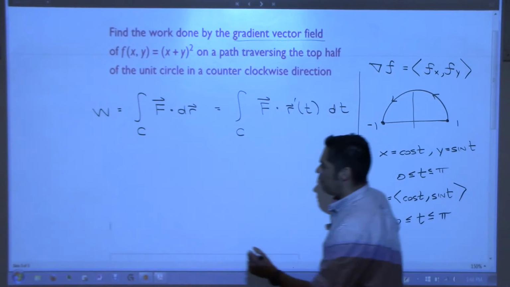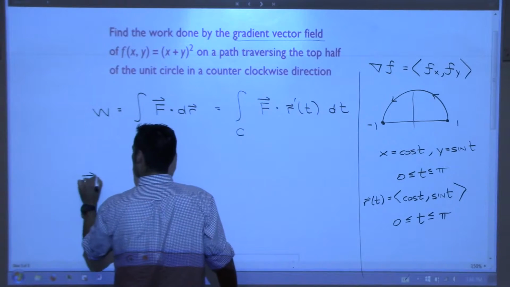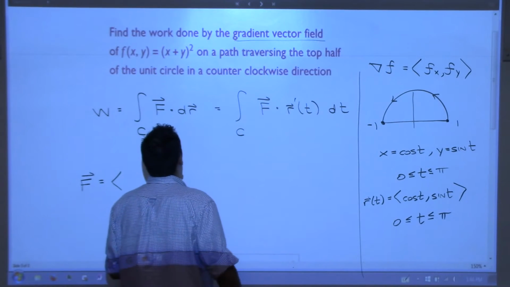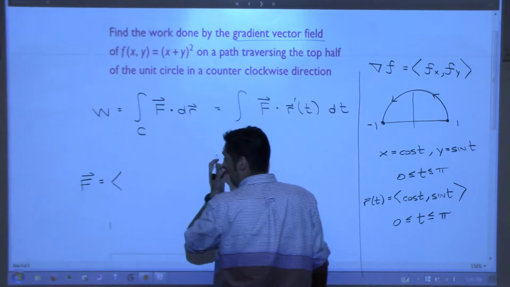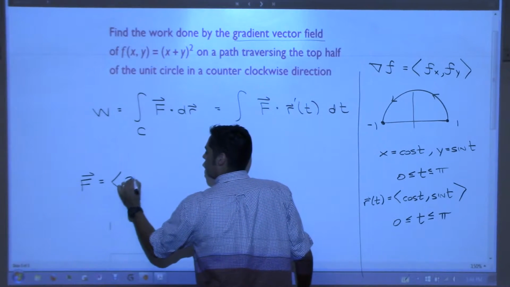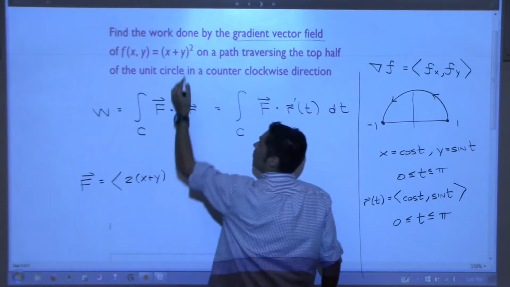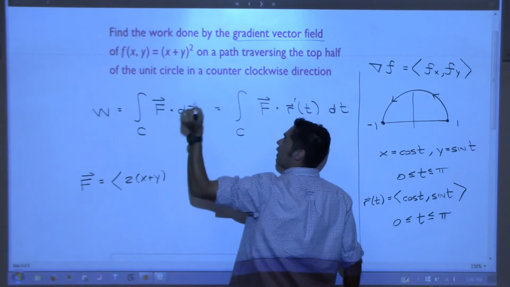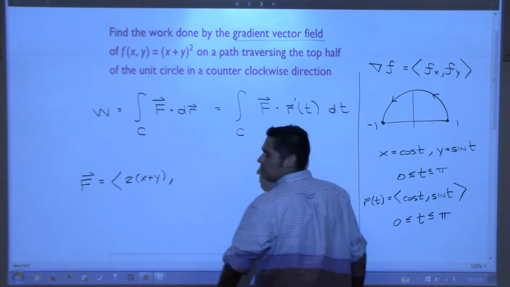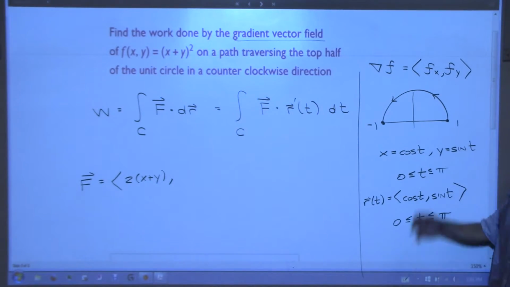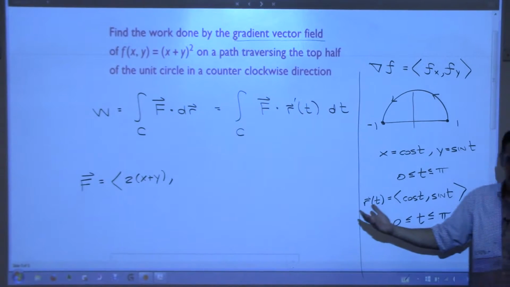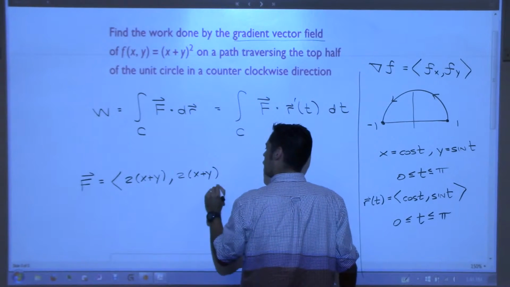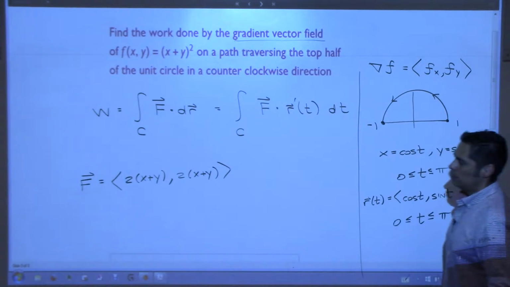So my capital F will be what? What's the partial of f with respect to x? 2 times x plus y. So you're doing a chain rule on this. The 2 has to come down, and then you do the derivative of what's inside with respect to x, which is just 1. So you get that. Then the partial with respect to y, same exact thing, right? There it is.